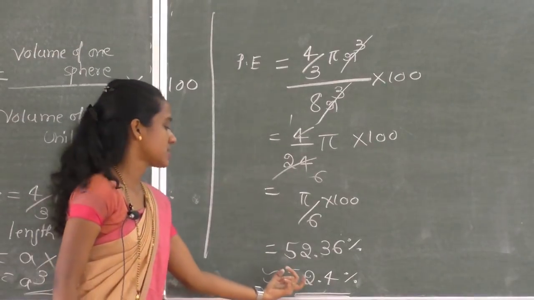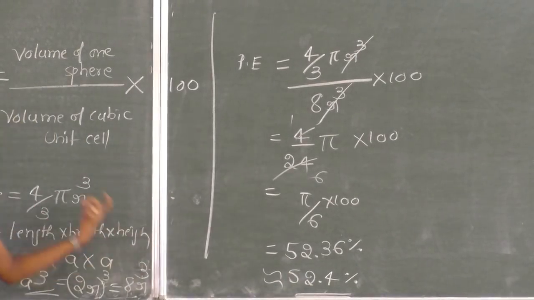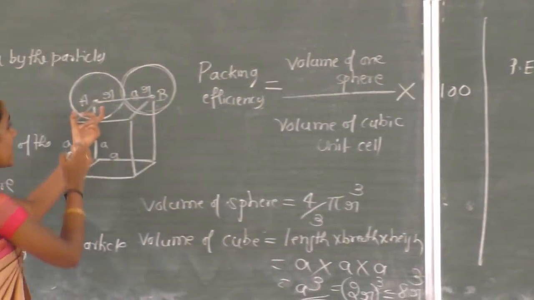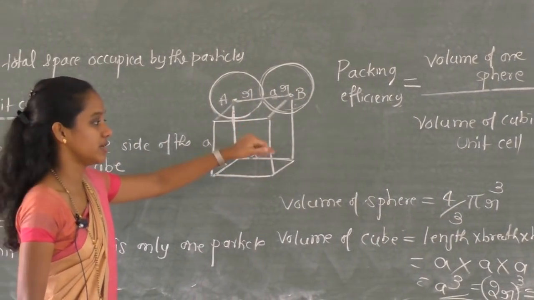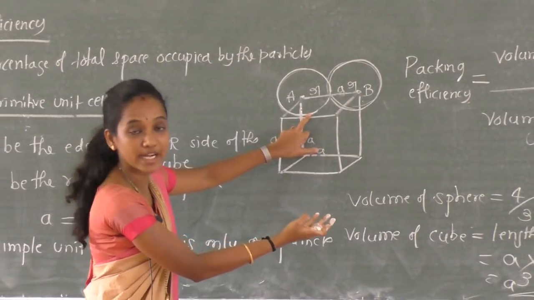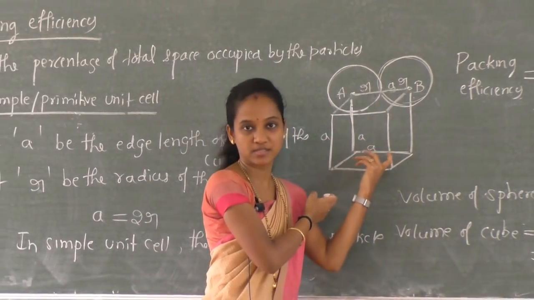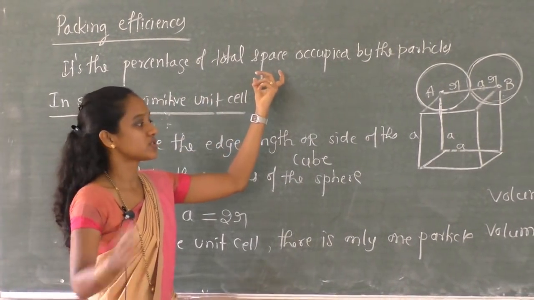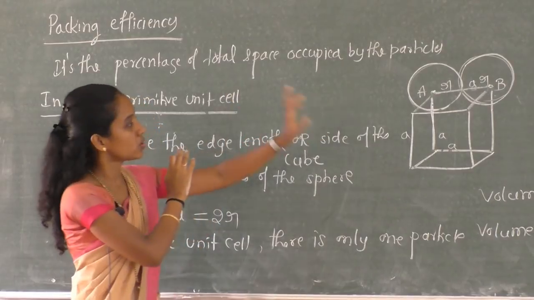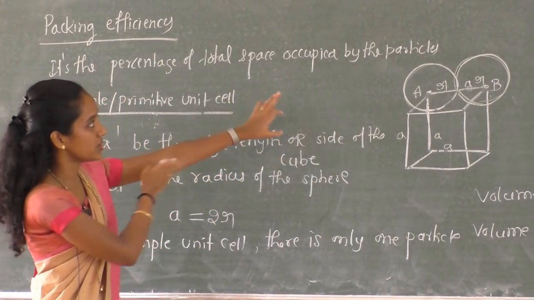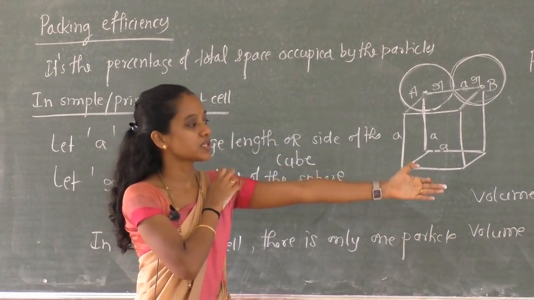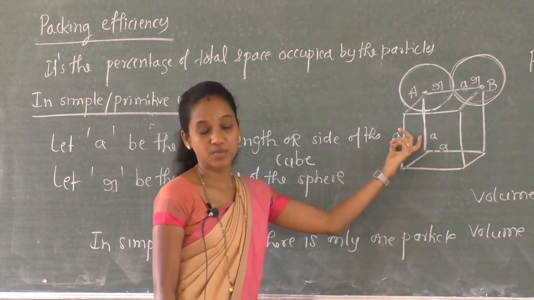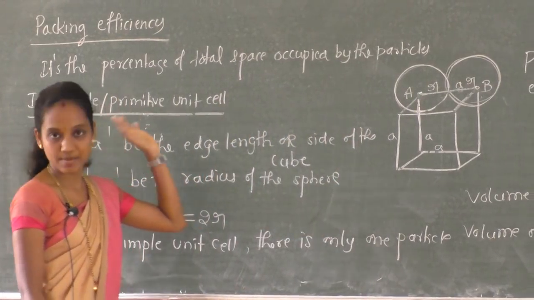So this is the packing efficiency in simple cubic unit cell. 52%. So in 52% the particles are arranged, occupied, whereas the remaining space, maybe 48%, is empty space. So what is packing efficiency? It is a percentage of total space. Out of the total space available in the cubic unit cell, only 52% is occupied by the particles. Important topic, it is asked for 3 marks.